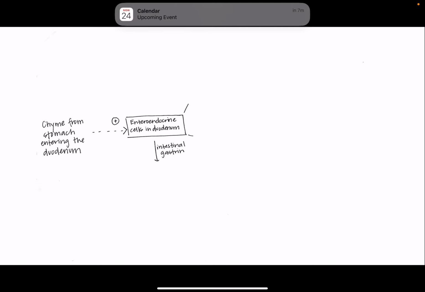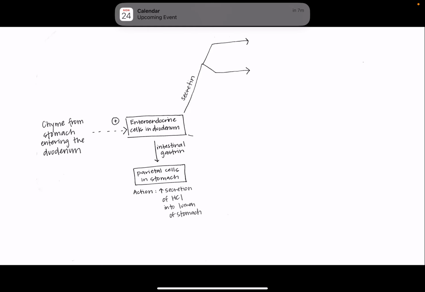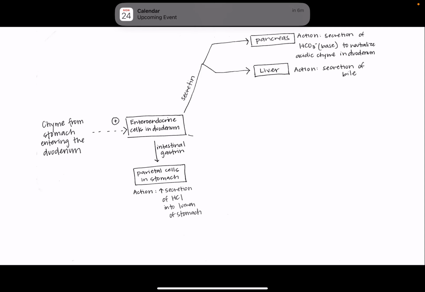But what do we call cells that produce gastrin? What's our nickname for them? G cells. But again, it's going to cause the parietal cells to finish off their secretions of hydrochloric acid in the stomach. We also have a hormone that's being produced by these same enteroendocrine cells, one of them being secretin. Secretin causes the pancreas to release bicarbonate, which is going to neutralize the acid of the chyme as it moves through the duodenum. It's also going to target the liver to get the liver to secrete bile. Those are the two targets for secretin.